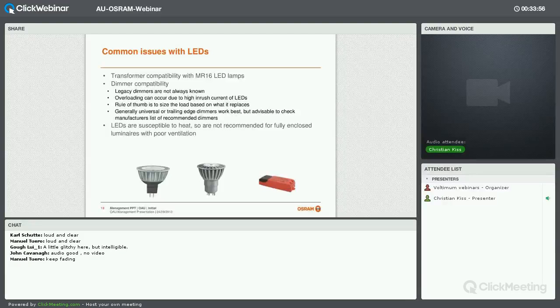One of the other issues that can occur is LEDs are susceptible to heat. So they're not recommended for fully enclosed luminaires with poor ventilation, and that's more to do with LED lamps in general. For example, the GLS style incandescent lamp replacements, they don't fare too well in completely enclosed luminaires or in hot environments where there's no ventilation at all, because the electronics just heat up too much and they end up resulting in premature failures.